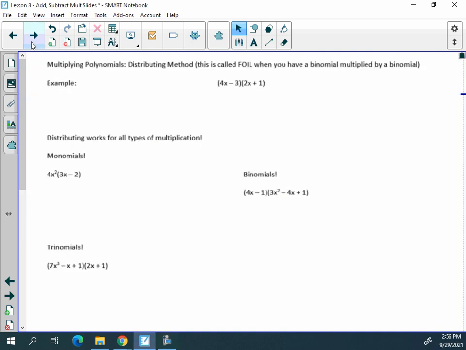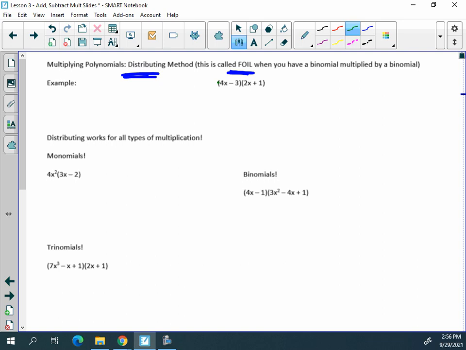So when we are multiplying polynomials, really what we're doing is we're just distributing, okay? So we call this a distributing method. Some people, when it's a binomial multiplied by a binomial, call it FOIL, and that stands for first, outside, inside, last, just to help you remember that you have to distribute everything.